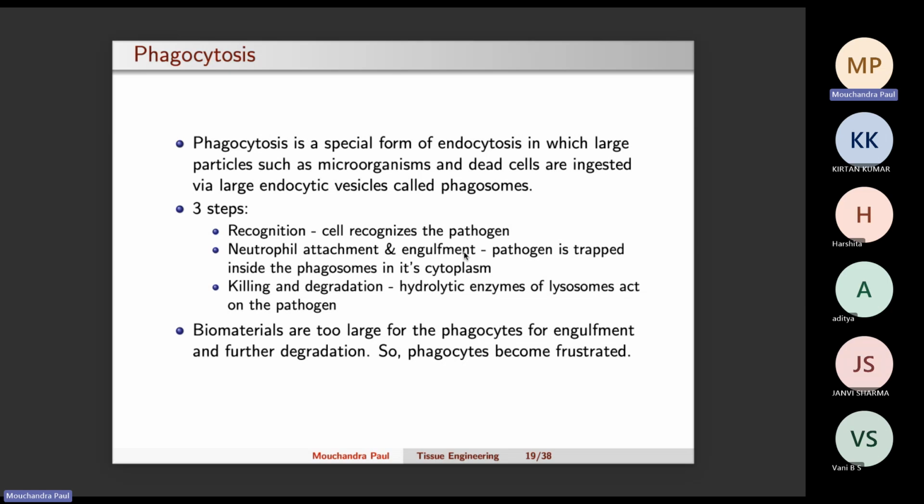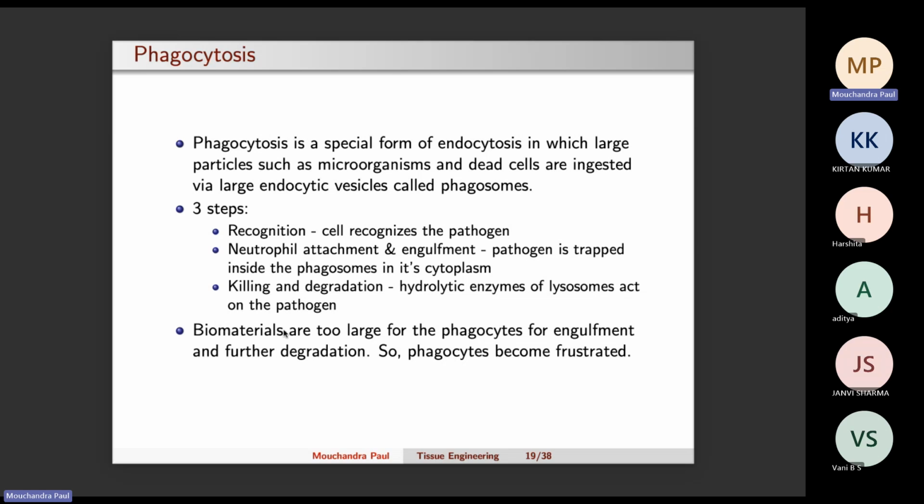But remember, neutrophils do not have those hydrolytic enzymes to degrade it. So the degradation will then be done by the macrophages. The macrophages will come here and try to kill it, using their hydrolytic enzymes, which are secreted in the lysosomes, and ultimately neutralize that pathogen. So these are the three steps: recognition, neutrophil attachment and engulfment, and then killing and degradation.